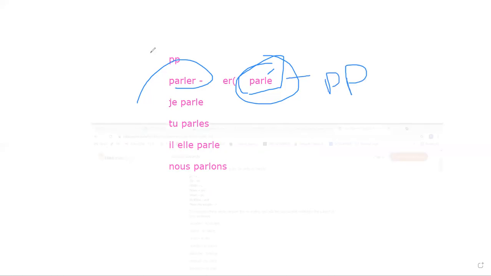Now, par exemple, vous avez le verbe, you have a verb, adorer. You know, adorer is my verb to love. So, what would be the PP of adorer? Tell me. A-D-O-R-E, accent aigu. C'est clair. Tell me yes and no. Is it clear to you? Yes, sir. Okay. Now I will give you some verbs because these verbs are very important to understand the language first.